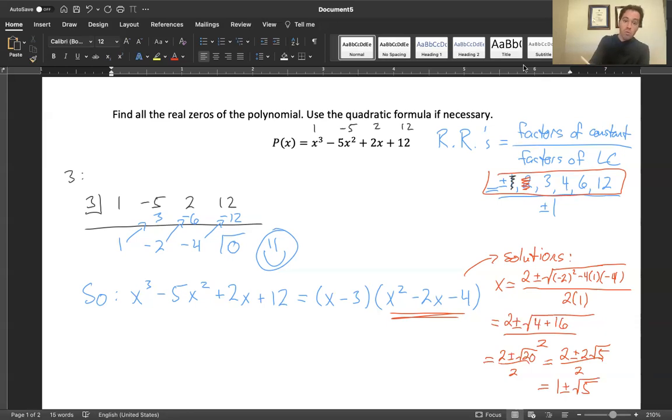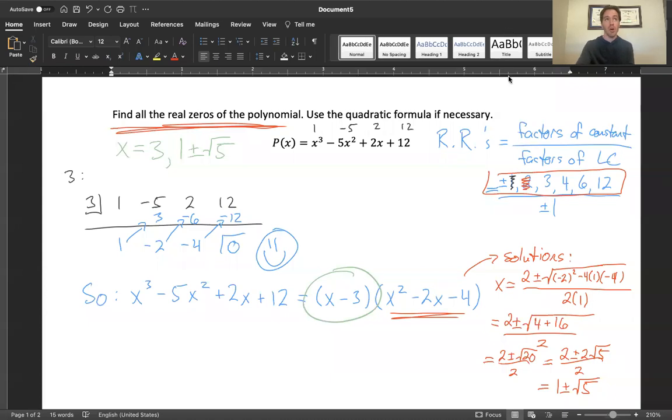So find all the real zeros. They are that x equals either 3, that's from this factor right here, or 1 plus root 5, or 1 minus root 5. It's fine to write them in a list and just include that single time that you write it with the plus minus sign. Simple, right? Well, you know, anyway, not impossible.